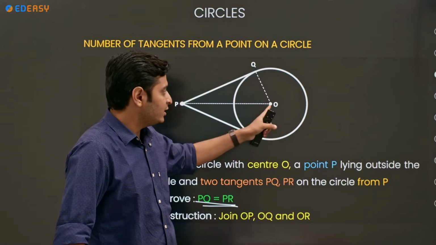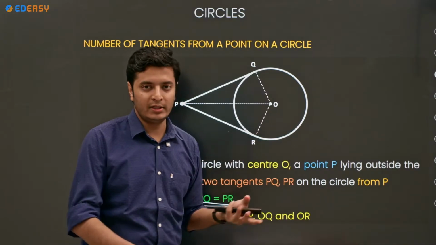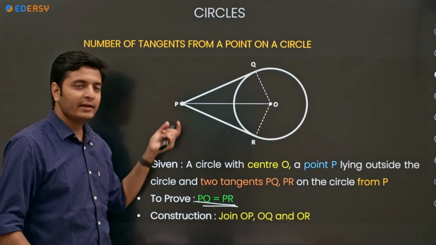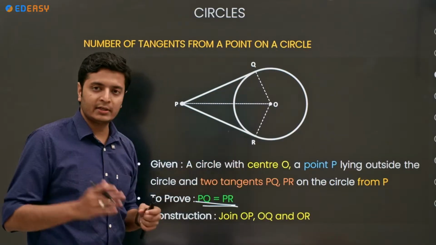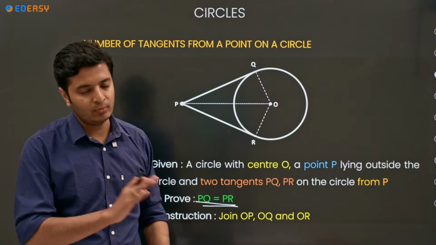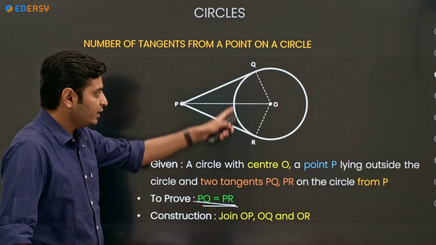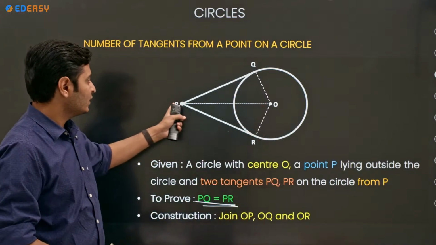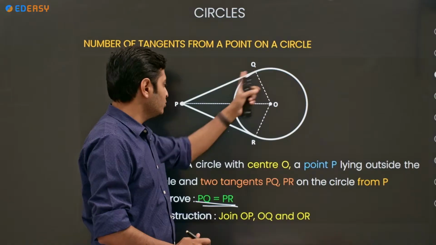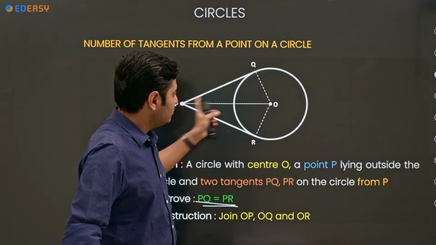If you are naming it O, if you are writing the circle with center O, write O only here. If the point lying outside is P, this should be P. If the points of contact are Q and R respectively, they should be Q and R respectively. Now, after joining them, the shape will look something like this: a circle, with OQ and OR, and the tangents. So we are joining PO.